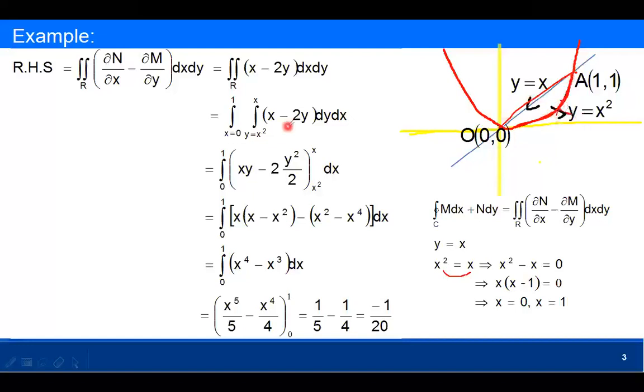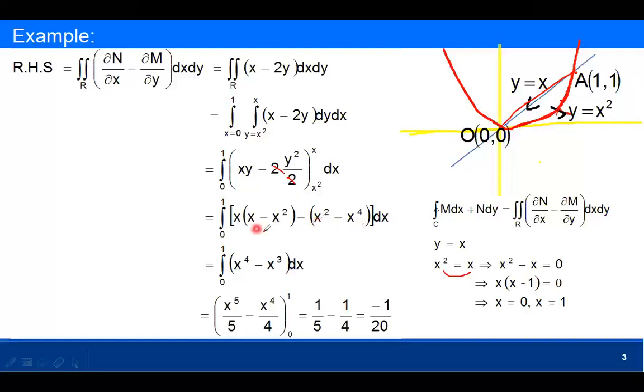So x times the integral of dy, that is y, minus 2 times the integral of y dy, that is y²/2. So cancel these 2. Substitute upper limit minus lower limit: x times (x − x²) minus (x² − (x²)²), that is x⁴. So simplify this: x·x² gives x³, so x² − x³, open this bracket, minus x² plus x⁴. Here we will get −x² and this is +x².